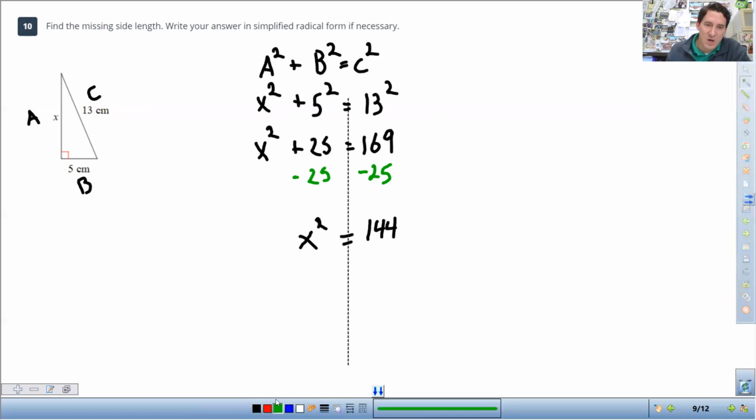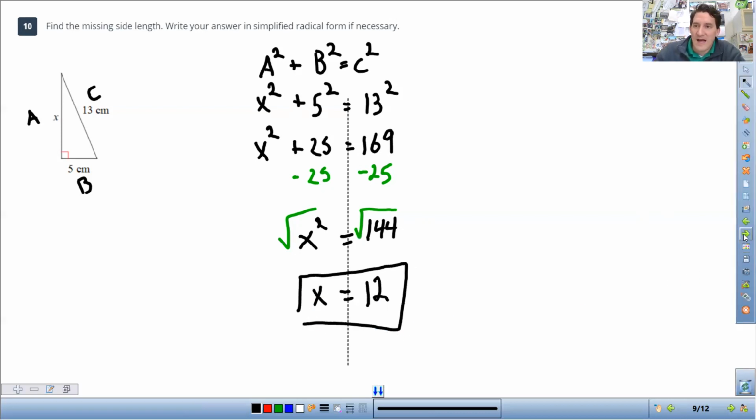Now when you just have the squared, I'm going to square root both sides. This comes out to square root of X squared, that's just X. Square root of 144 is 12. So the missing side length is 12.